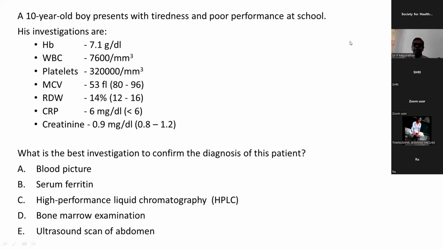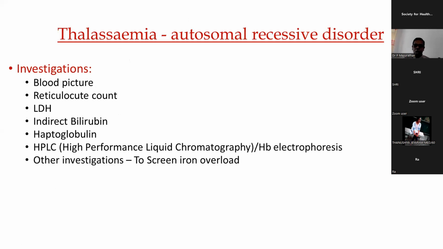So the confirmatory investigation is going to be HPLC, high performance liquid chromatography, or sometimes we say hemoglobin electrophoresis. Those things can be done. In addition, if this is a kind of hemolytic anemia, because the patient is having anemia, jaundice, as well as splenomegaly, this is hemolysis as a basic investigation to confirm whether there is any hemolysis.